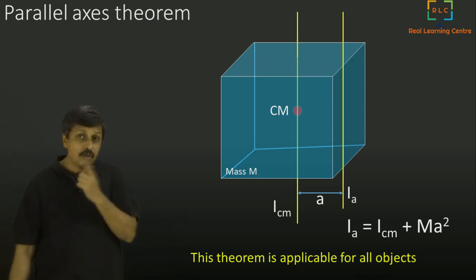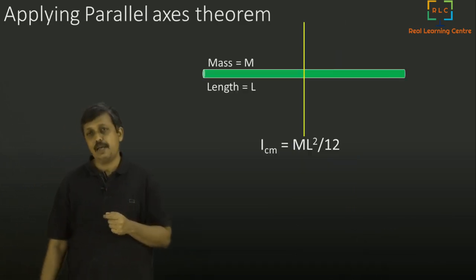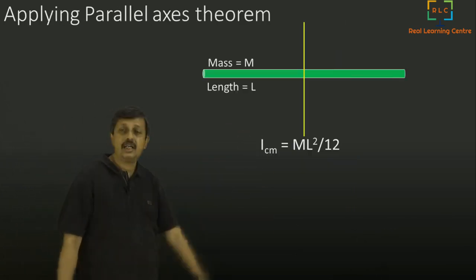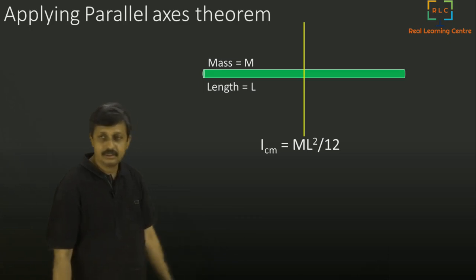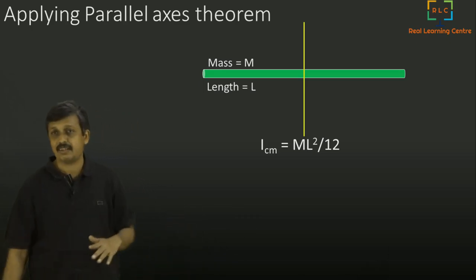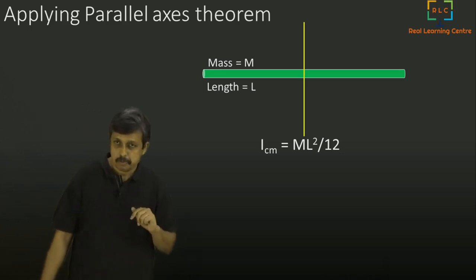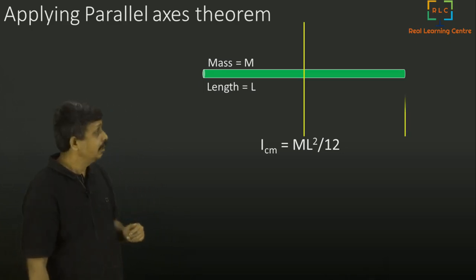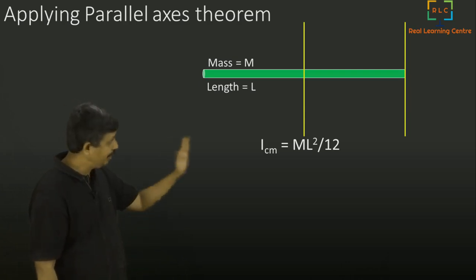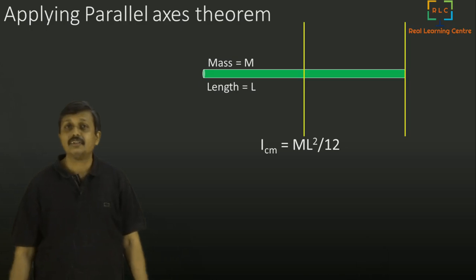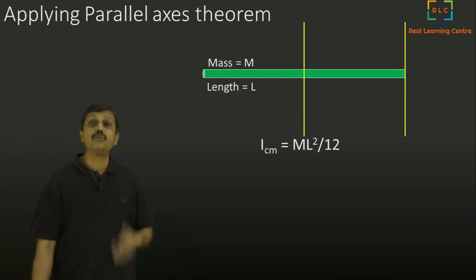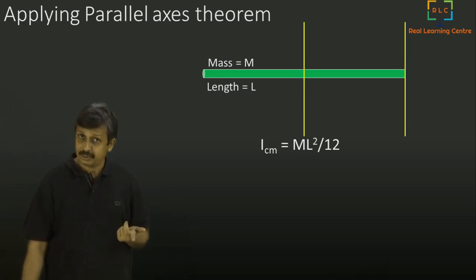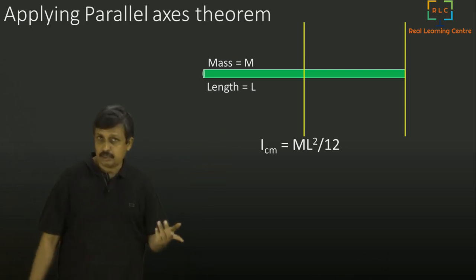Now let us see how this theorem can be used. Let us say I have a rod. The rod's moment of inertia about an axis passing through the center of mass is given as ML square by 12. This is mass M and length L. Now the question asked is: you draw an axis which is parallel to this axis, but at the edge. About that axis, can you calculate the moment of inertia? So you can. If you want to rotate around that axis, you can calculate the moment of inertia.